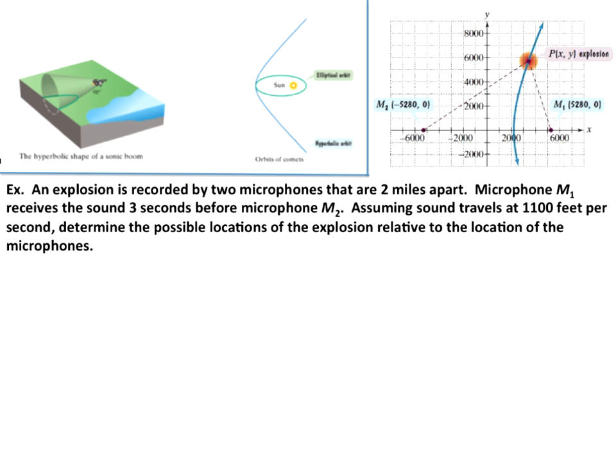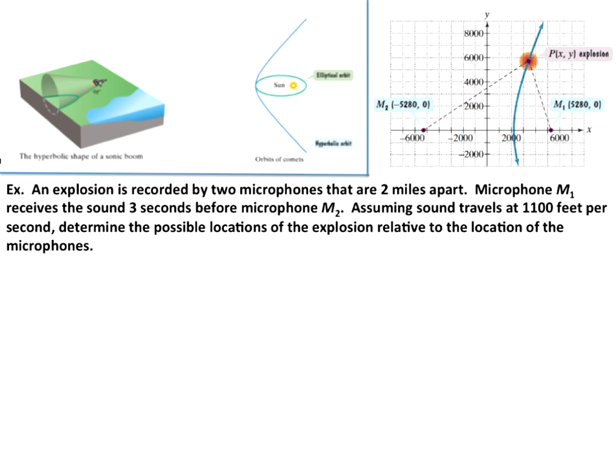Now we have this last problem to work through. A good way to start a word problem is to read it. An explosion is recorded by 2 microphones that are 2 miles apart. Microphone M1 receives the sound 3 seconds before microphone M2. Assuming sound travels at 1,100 feet per second, determine the possible locations of the explosion relative to the location of the microphones.